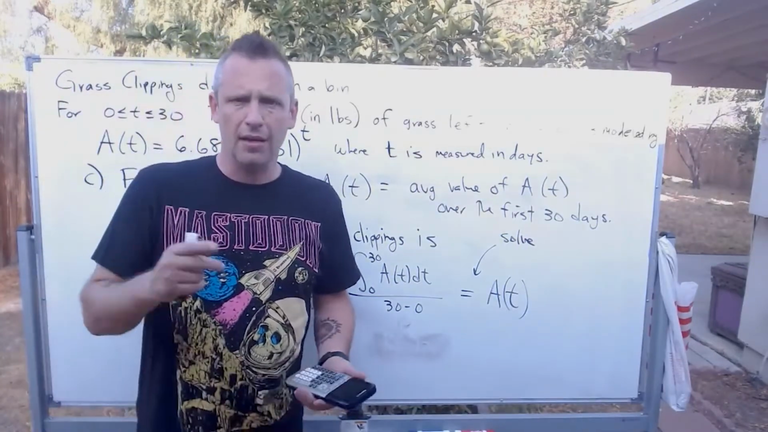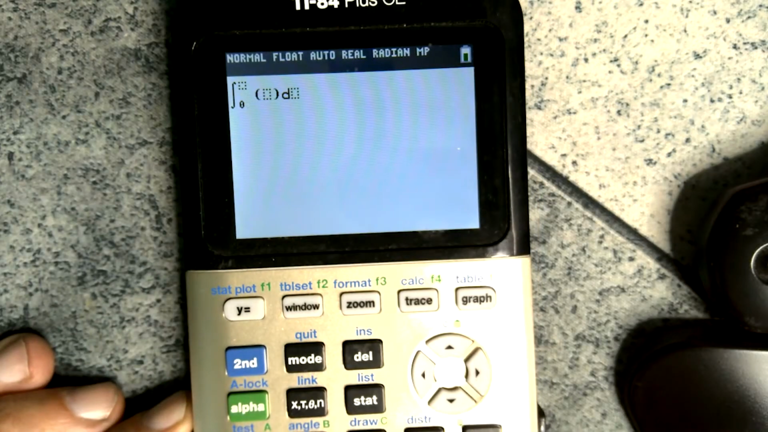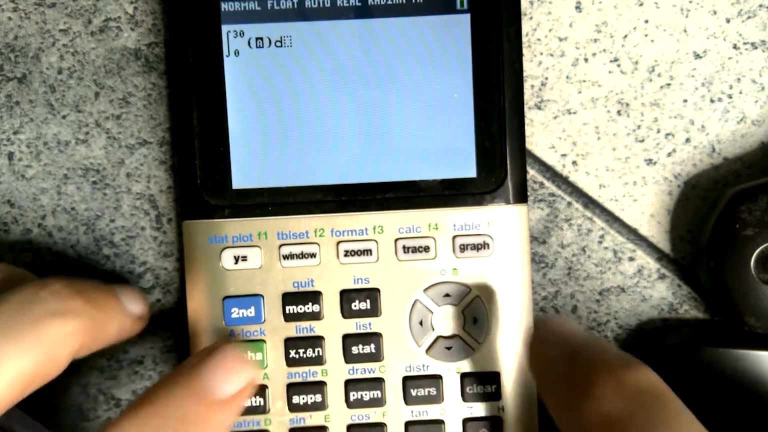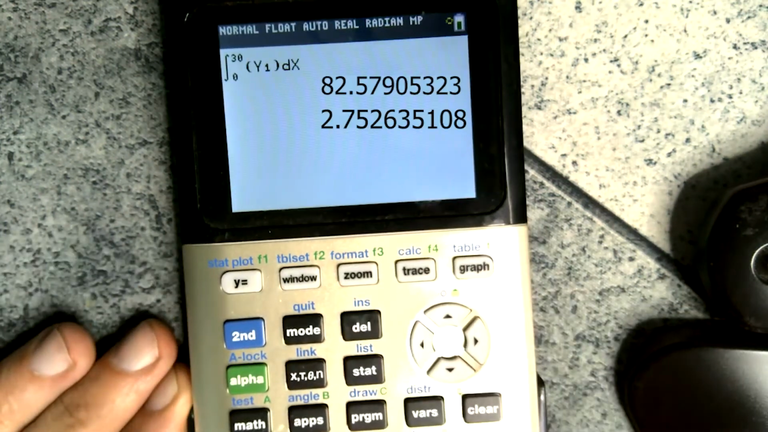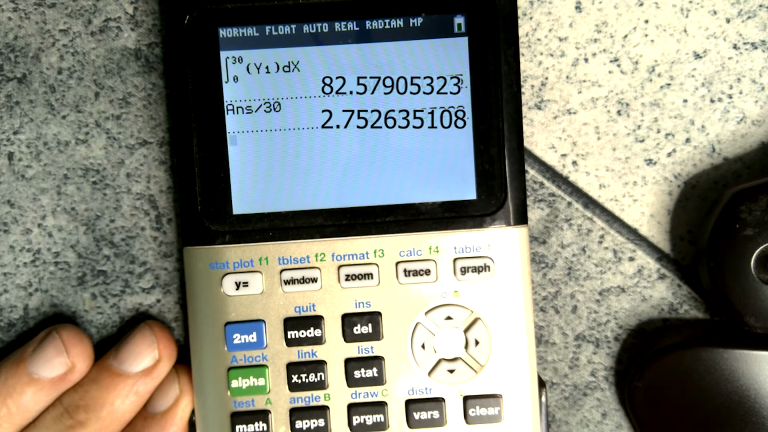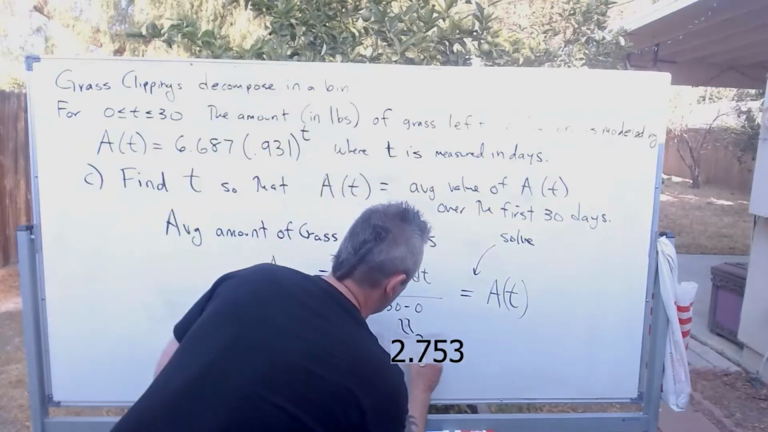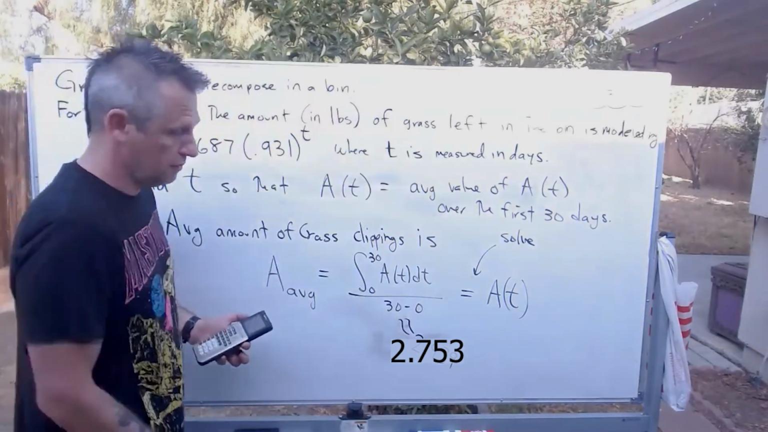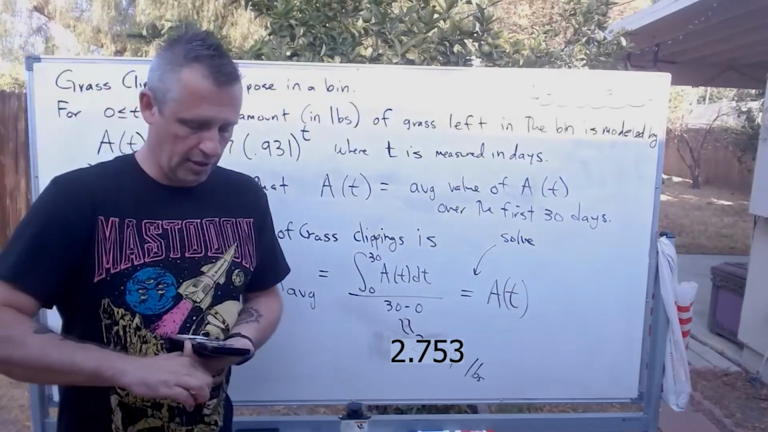Okay, so now I've got my calculator. I'm going to ask the calculator to compute the definite integral from 0 to 30. The function I want to integrate is Y1. And then I want to make sure that I divide that by 30. So I don't need to know this value, but it turns out that this is approximately equal to 2.939 pounds. On average, over the 30 days, the bin has 2.939 pounds in it.